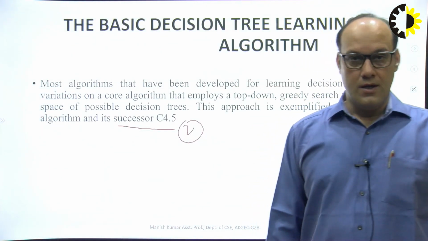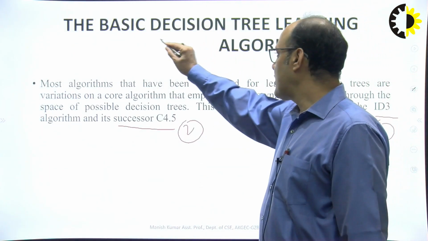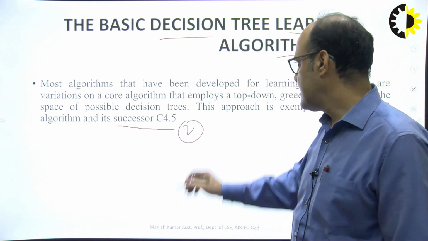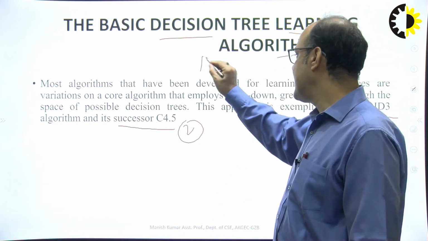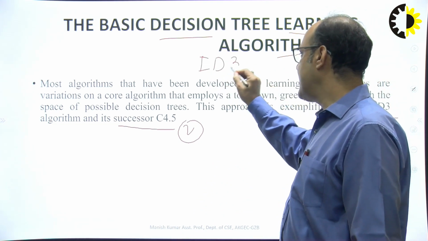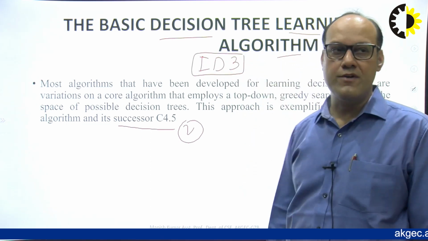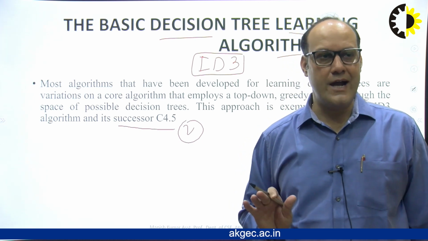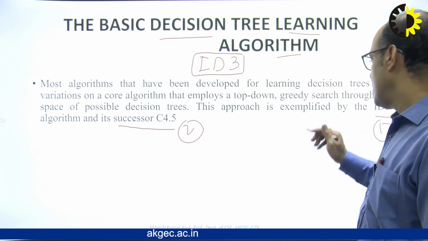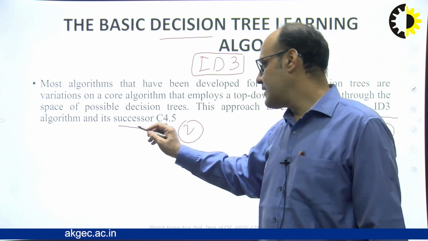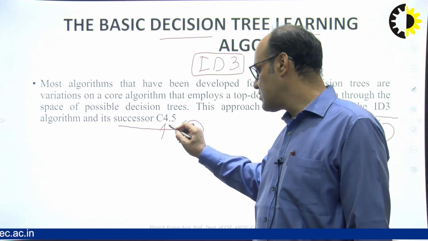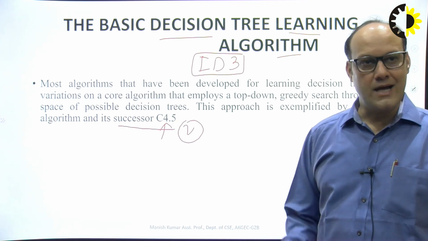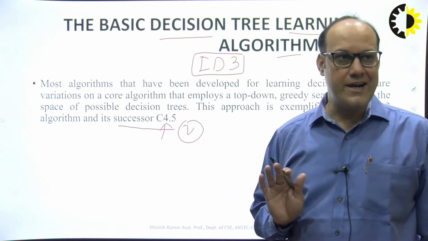Next, what is the basic algorithm for decision trees that we commonly use? That algorithm is called the ID3 algorithm. ID3 algorithm is used for implementation of decision trees. There are a number of algorithms, but the commonly used one is ID3, and one of the successors of ID3 is called C4.5. So the core algorithm is ID3. Let me discuss that ID3 algorithm.